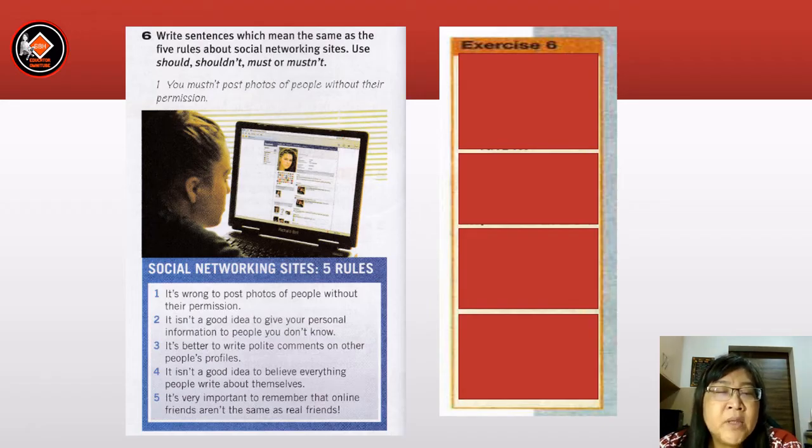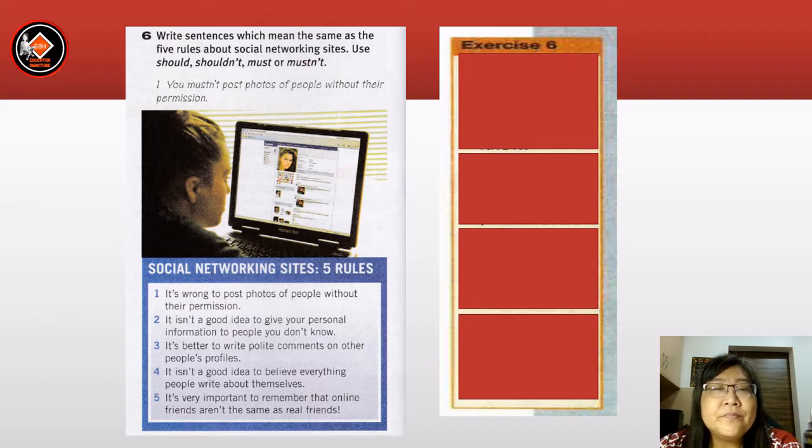Number 1, it's wrong to post photos of people without their permission. Number 2, it isn't a good idea to give your personal information to people you don't know. Number 3, it's better to write polite comments on other people's profiles. Number 4, it isn't a good idea to believe everything people write about themselves. And number 5, it's very important to remember that online friends aren't the same as real friends.